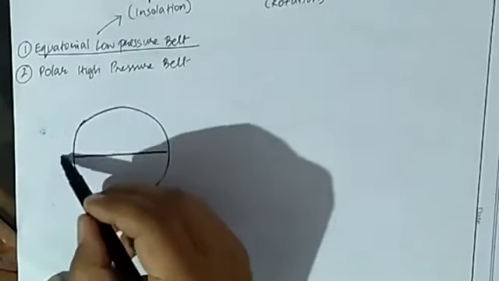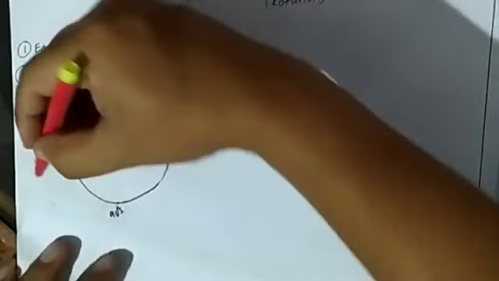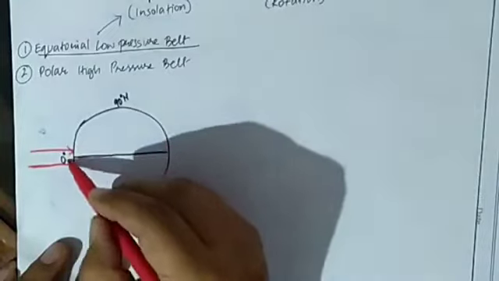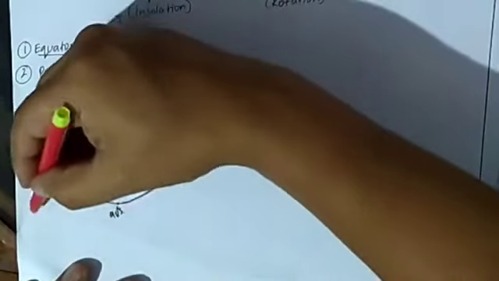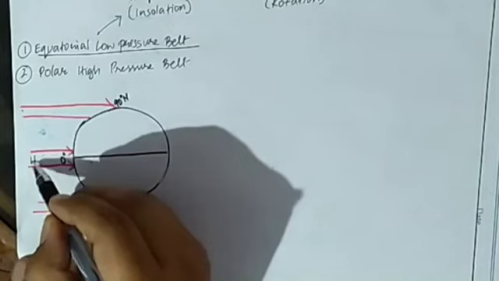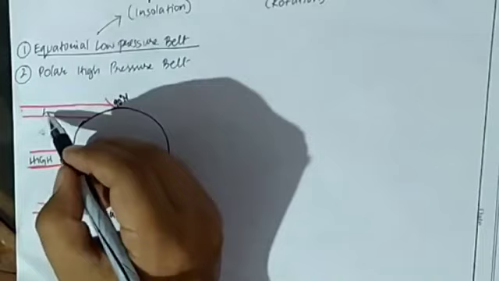Yes students, this is the equator and this is your North Pole and the South Pole respectively. As we all know, the equatorial areas receive the direct rays of the sun, as we have learned in the previous video, and the polar areas receive the slanting or oblique rays of the sun. We also know that the areas receiving the direct rays of the sun will always have high temperature, and the areas receiving the slanting or oblique rays will have low temperature.